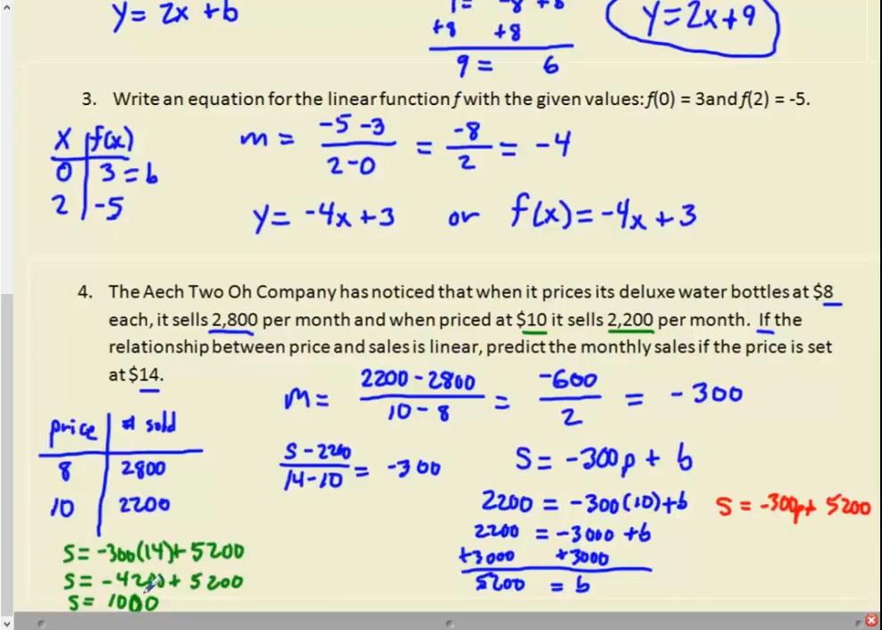Okay, so again, this isn't the only way of doing this. There are a couple different approaches you could take, and if you want to use a different approach, that's fine, as long as you get the correct solution and understand the process that you're using. All right, so there are some applications for you, and as always, good luck.